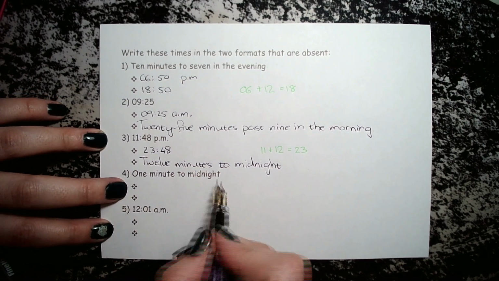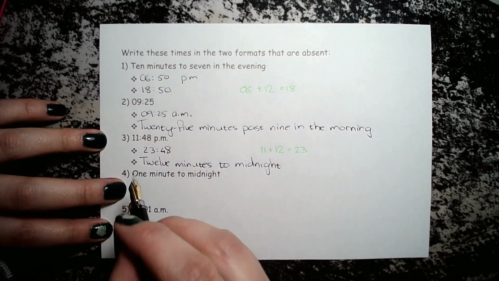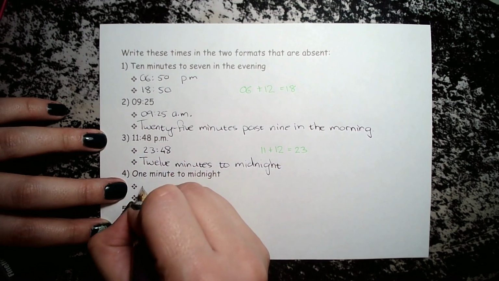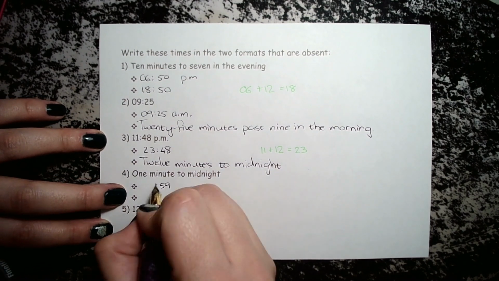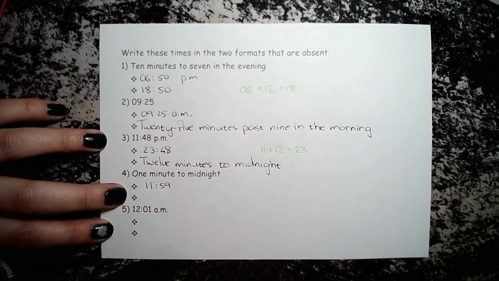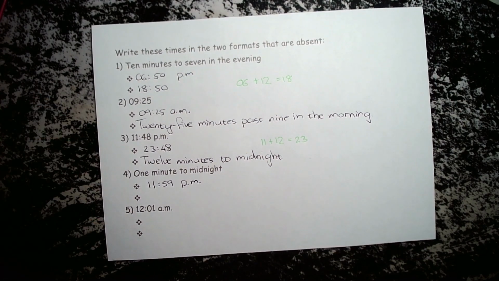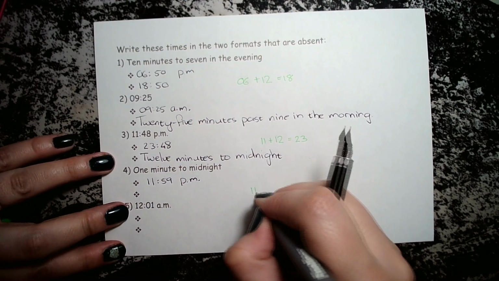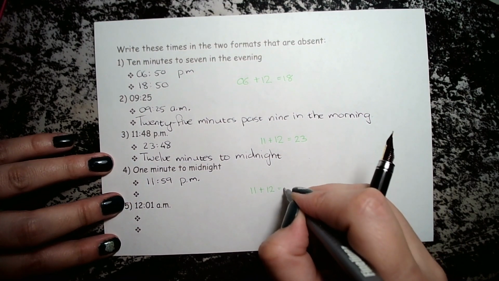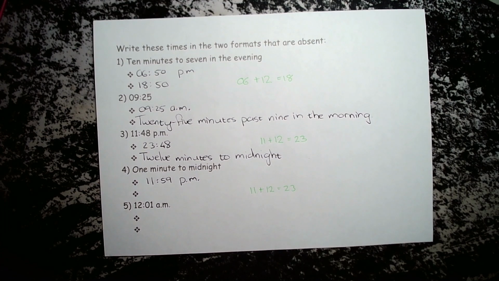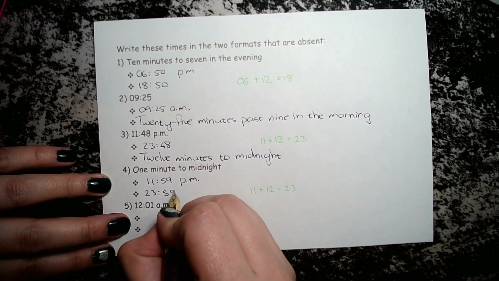Number 4, 1 minute to midnight. Given an analog, we need to give it in 12-hour and 24-hour format. 1 minute to midnight. So that would mean that there is 1 minute remaining to make it the next hour. Midnight is 12, so we know that that should be 11, and this is in the evening, so PM. For the 24-hour format, we take that 11, we add the 12 of the first half of the day, and we get 23 again. And so we have 23:59.